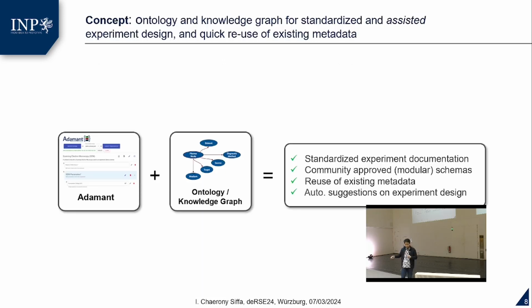Now coming to the concept. So before it was like really the production-ready workflows. So we also plan to integrate Adamant with ontology or knowledge graph. So we're still building the ontology, at least for our domain-specific knowledge. So hopefully with this ontology, we can have more modular schemas, and then have more community-approved schemas as well. And we can use the existing metadata that exists in the knowledge graph, and also to have later on maybe an automatic suggestions to create your experiment. If your experiment is really like new, nobody has done it before, so yeah.